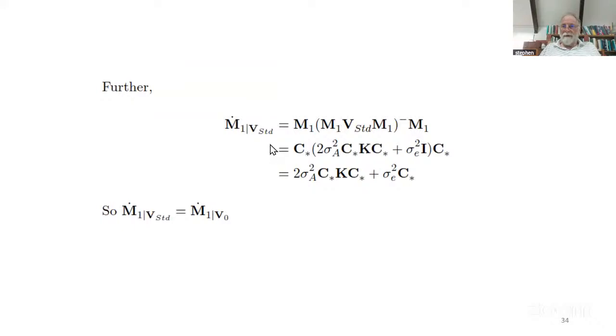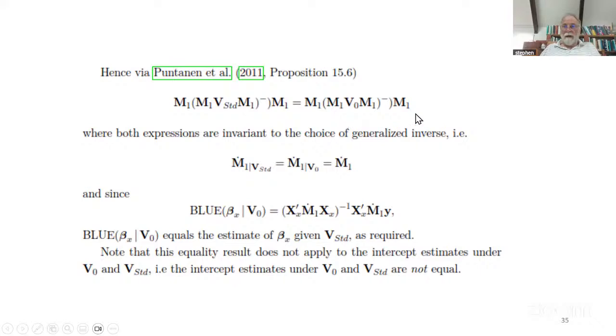Now when we look at what happens to the standard estimator, we go through the same exercise. V standard has been replacing V naught, so we've got a C star and a C star here, where previously for V naught we just had K. But all of this seems to disappear because C star times C star is just C star again, and this C star times that one is C star again. So M1 dot for V standard is the same as M1 dot for V naught, and when we put it into this formula here, what we find is that this expression is actually equal to, they're both equal to one another.